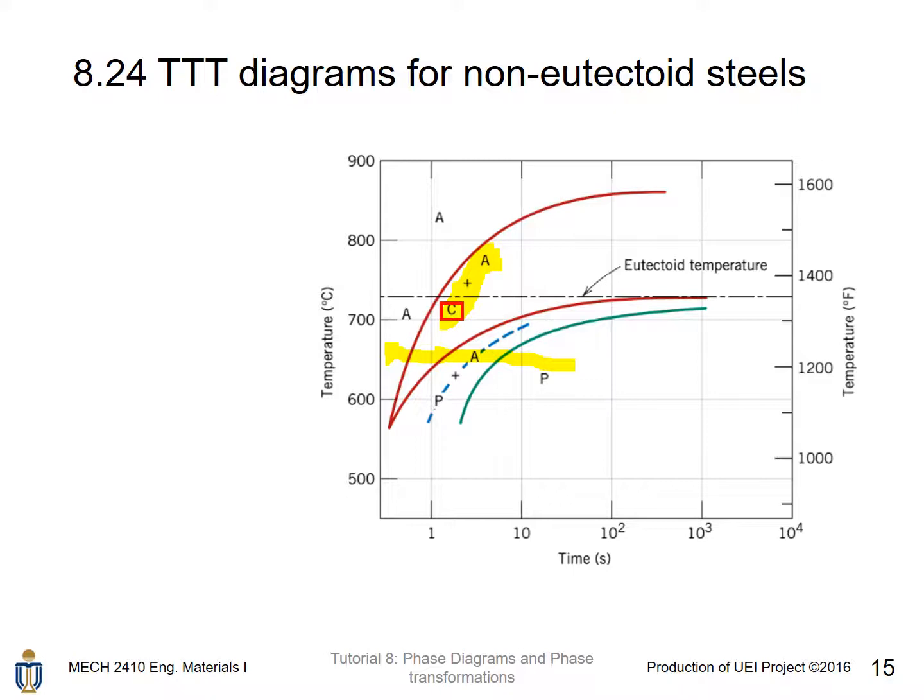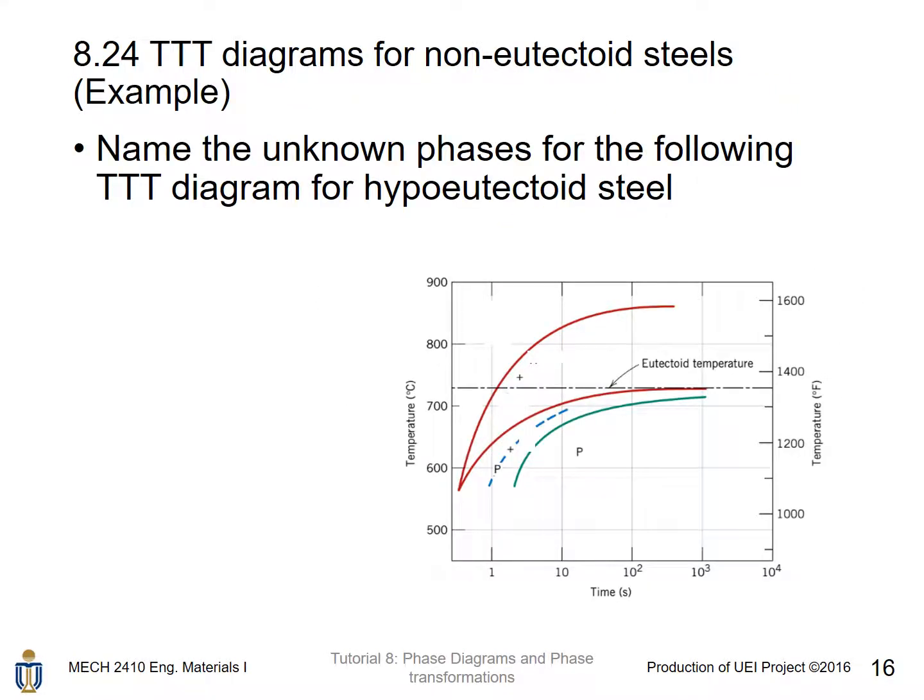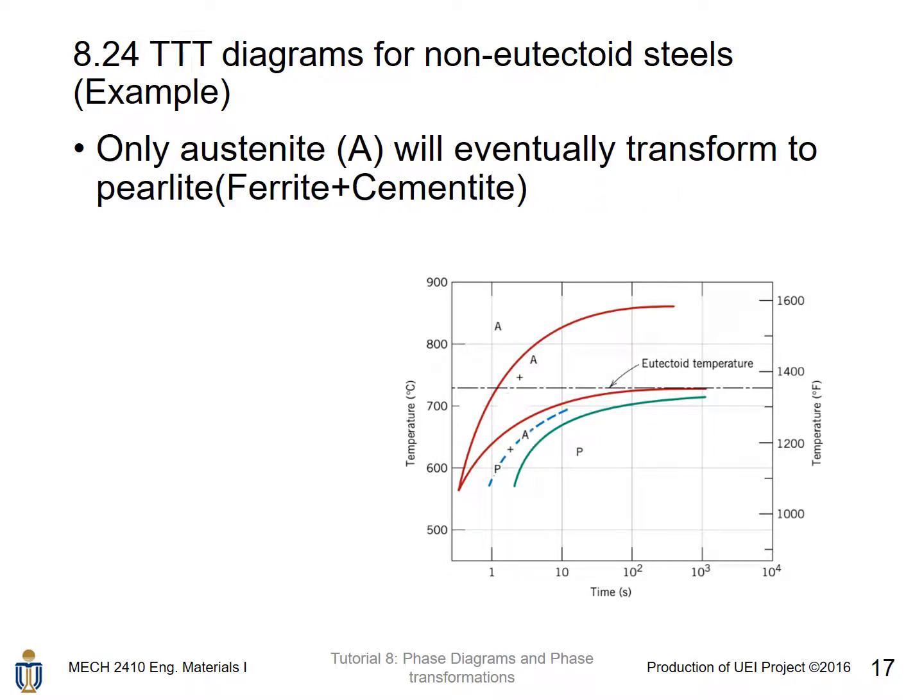We will use an example to illustrate my idea. Name the unknown phases for the following TTT diagram for hypoeutectoid steel. The first thing is only austenite will eventually transform to pearlite. Always remember that, because the reaction equation on the left hand side is the austenite, and that's why in this region it must be austenite, and also in this region it must contain austenite.